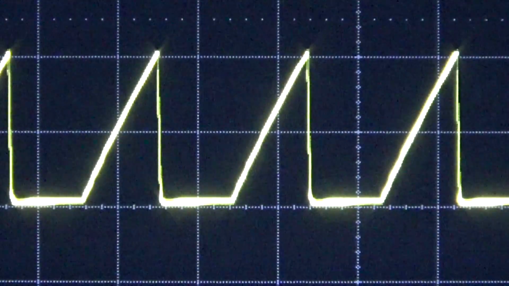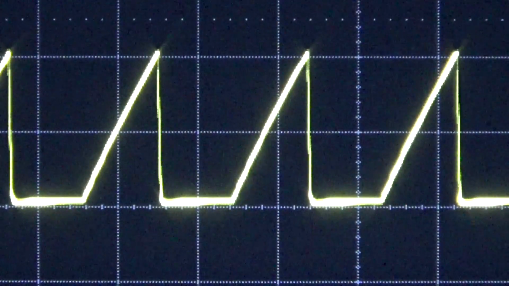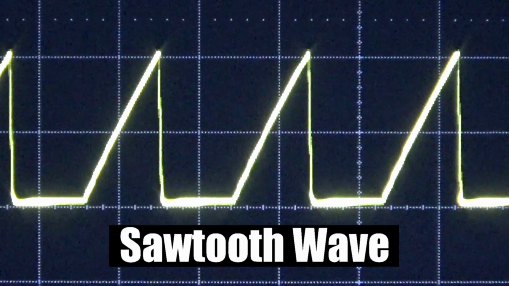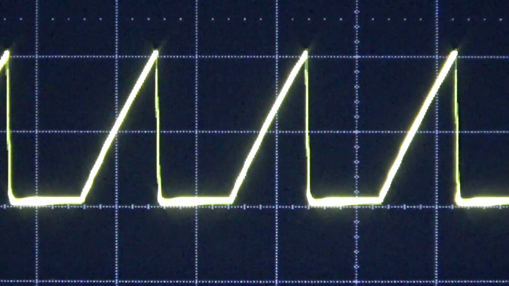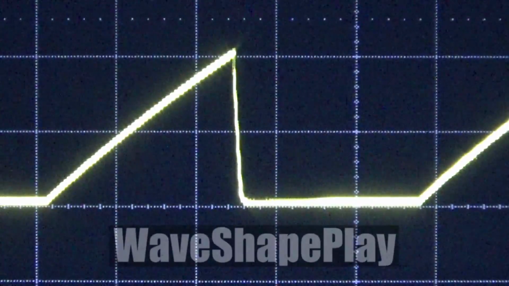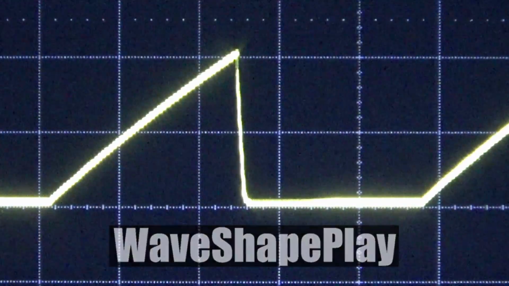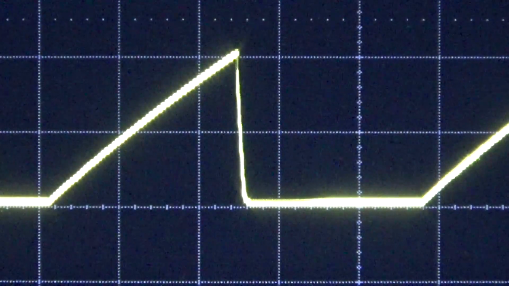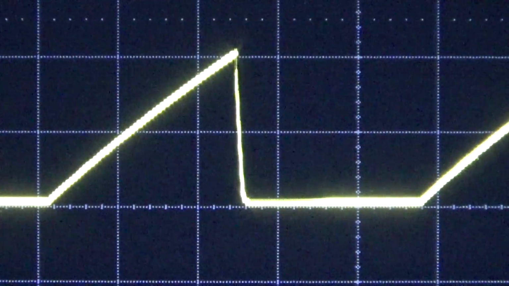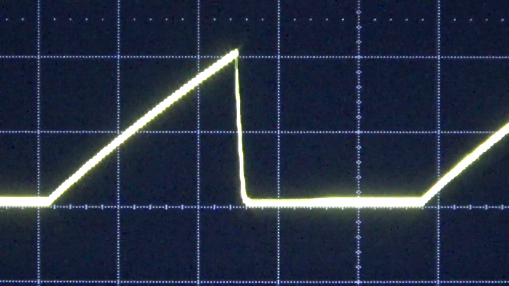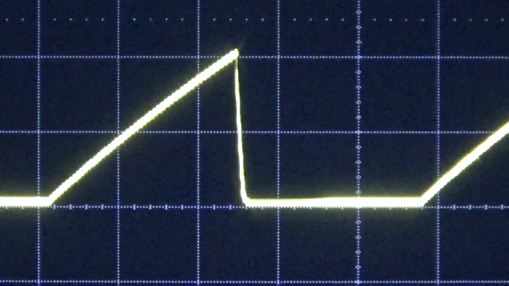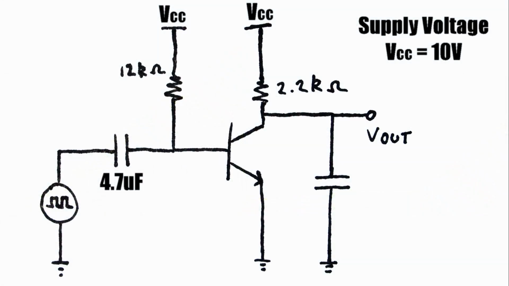Hello and welcome to this video on how you can make a sawtooth wave generator. We'll be going over how we can create this wave by charging and discharging a capacitor. A sawtooth wave can be described as a linear ramp and a steep drop-off. We'll go over how we can affect the shape of the wave and other design considerations.